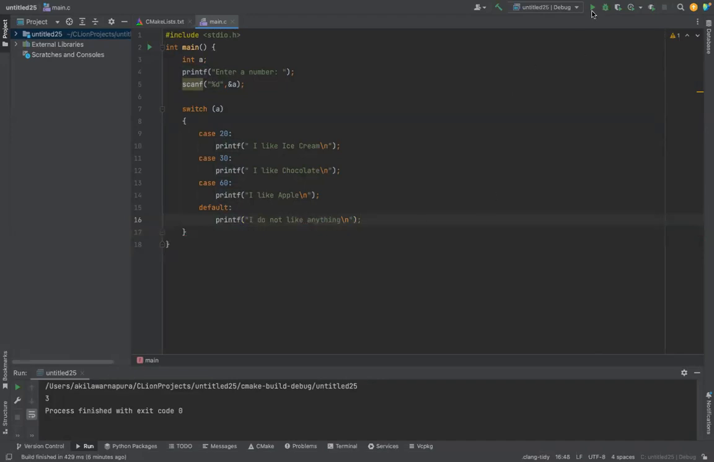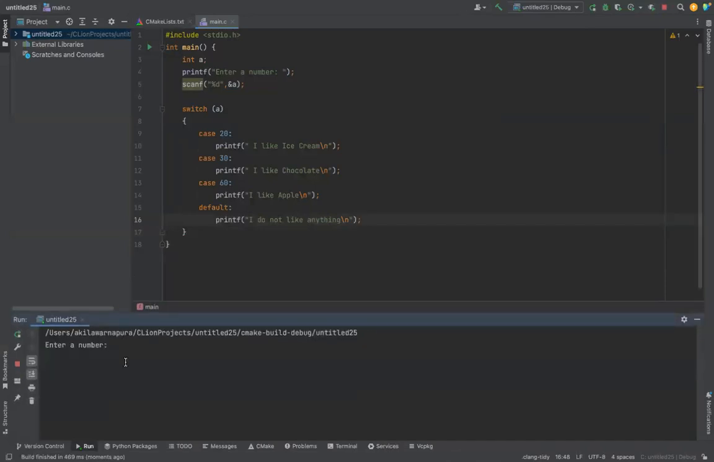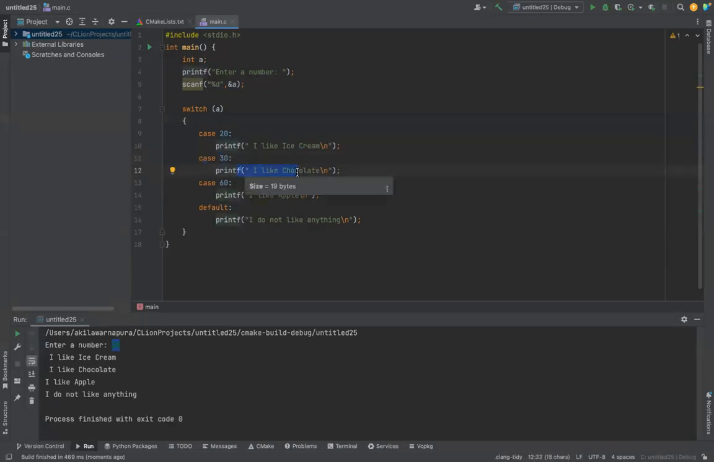Okay, this is the switch case statement. We can run this program. Let's say the case number we provide is 20. I like ice cream. Sorry, I made a mistake because there is no break keyword. I forgot to mention the break keyword. Although the case is 20, it prints I like ice cream. There is no break keyword, so it jumps to the next line, case 30, whether it is equal or not. It prints I like chocolate. There is no break keyword, so it goes to case 60. It doesn't matter whether it is equal or not. It prints I like apple and I do not like anything. It prints everything because there is no break keyword.